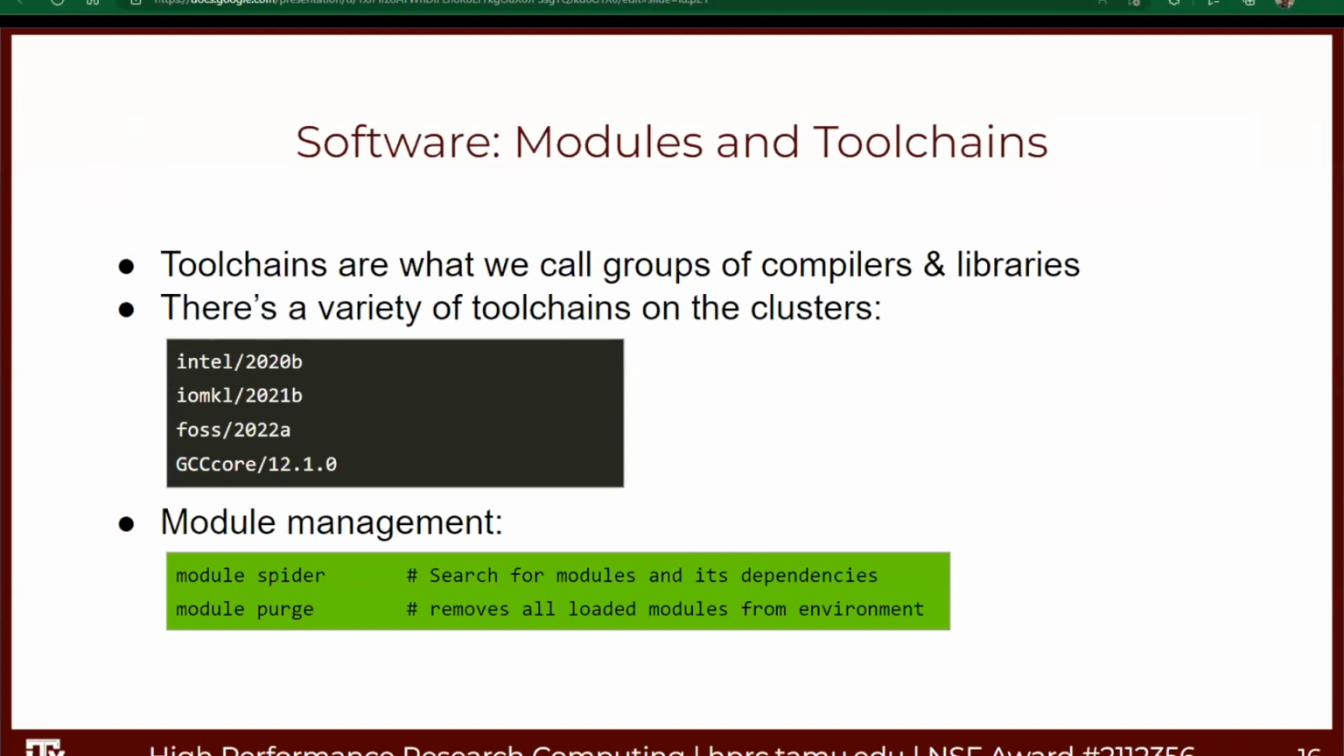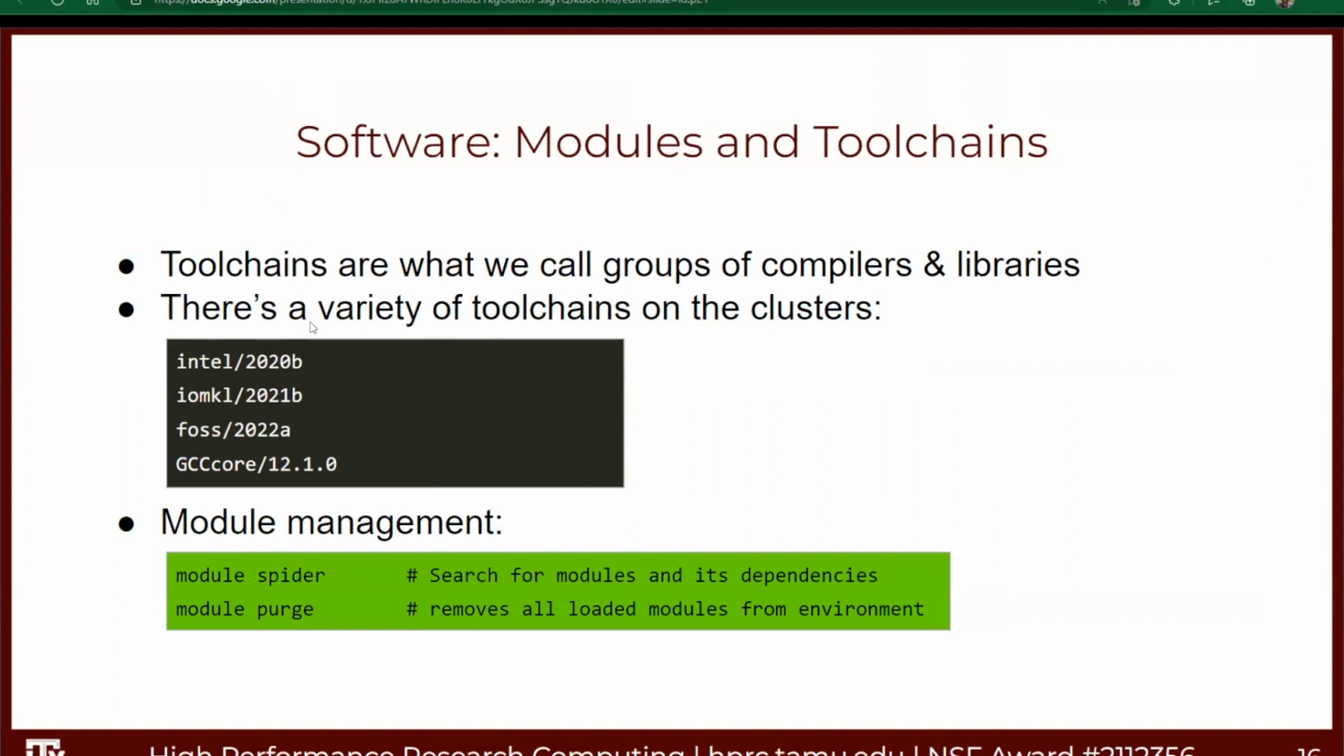There are a variety of compiler libraries and toolchains available on our clusters. Again, you can find these using module spider commands to see what GCC core versions or what Intel versions are currently available. We just listed some of the available compiler toolchains, and module spider is probably your best friend when you're trying to navigate or resolve the necessary modules that you'd like to have.